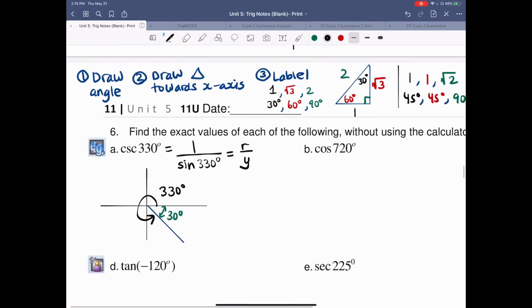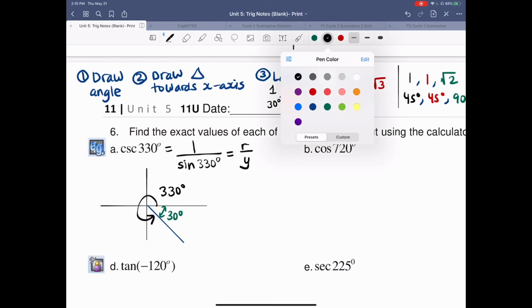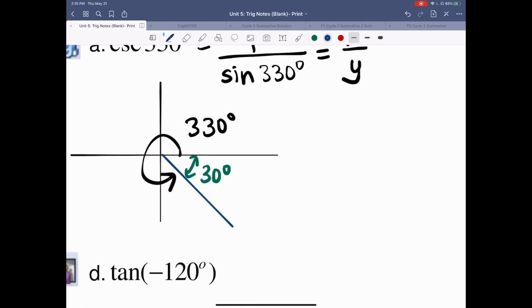So I have done step 1, and I'm going to do step 2, which is draw the triangle towards the x-axis.